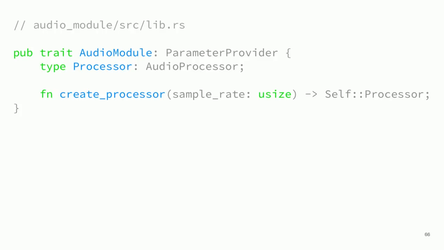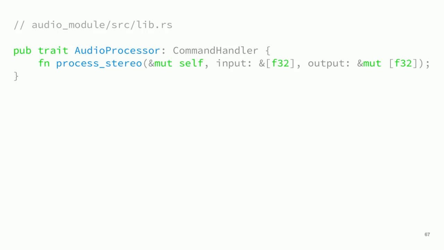The audio processor trait I've got defined as being something that processes stereo audio. So we have an input buffer and an output buffer. The syntax here you haven't seen yet. This is like an array, but it's sized at runtime. So this is like a std span that's coming in C++. So it's just a reference plus a length. And that's the standard syntax for it.